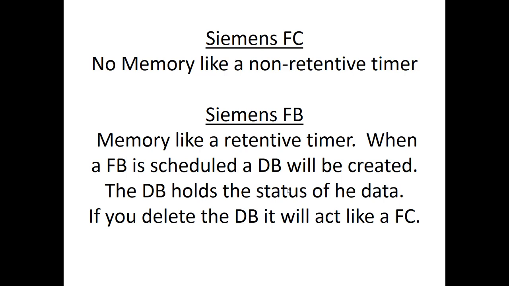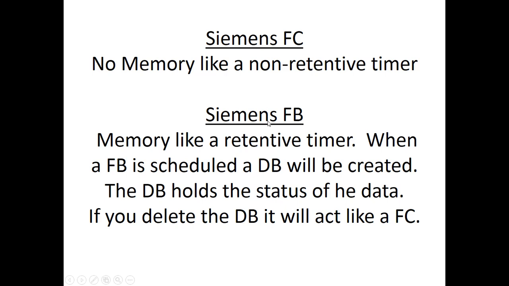A Siemens FC is a subroutine that doesn't have any memory. Once you create the FC and you schedule it to run, it's not going to retain anything. Every scan, when the data table gets reset, it gets brought back to 0. Even if there was something that was a 1 in there, it'll get reset to 0, and it'll start the scan again, looking to see if the inputs were 1. It's not going to assume that anything was 1.